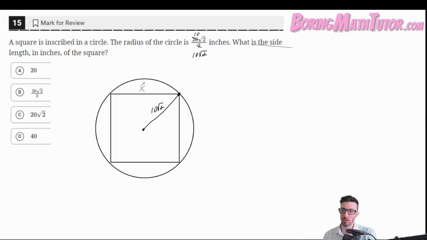So basically they want to know x up here. Well, one thing you could do is just start by figuring out what this is, and then we'll just double it.